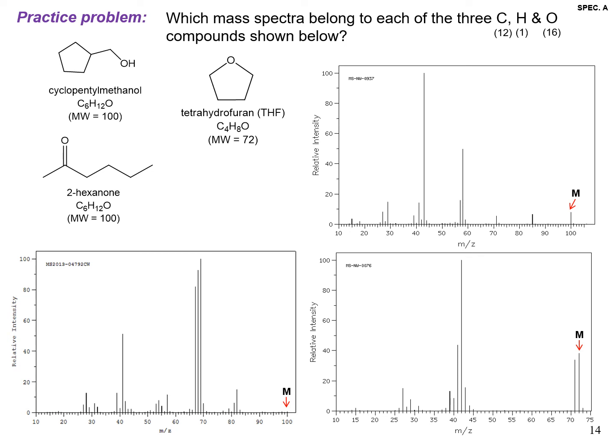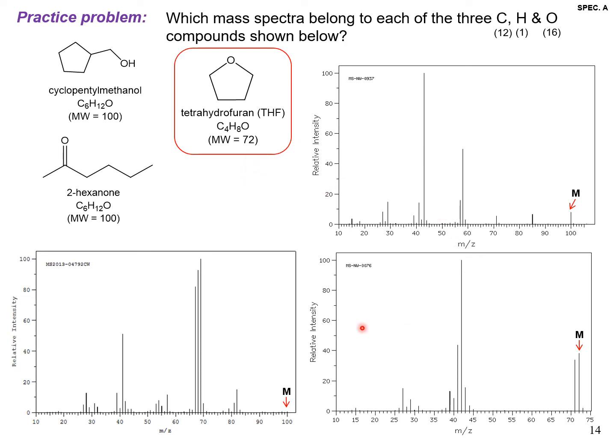On this page are shown 3 mass spectra and 3 chemical structures. Which mass spectrum belongs to each of these 3 compounds that contain carbon, hydrogen, and oxygen? Which of the 3 compounds do you think it's easiest to identify or match its mass spectrum to? I think probably THF. Why is that? Because the other 2 have molecular weights of 100, whereas THF has a molecular weight of 72.